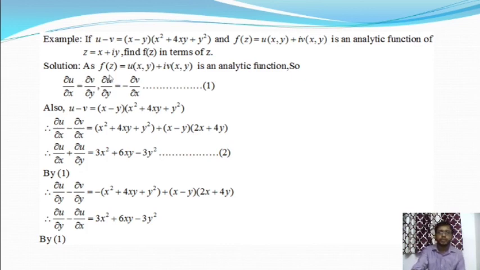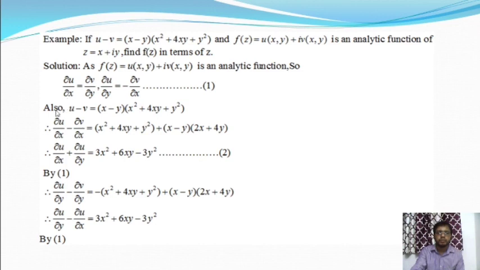So here f of z is equal to u of x comma y plus i into v of x comma y, an analytic function. It satisfies the Cauchy-Riemann equations: del u del x is equal to del v del y, and del u del y is equal to minus del v del x. So this is the condition of the Cauchy-Riemann equations. If the function is analytic, then it will be satisfied.